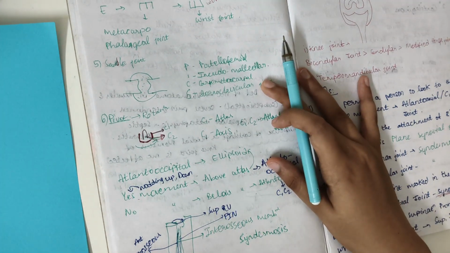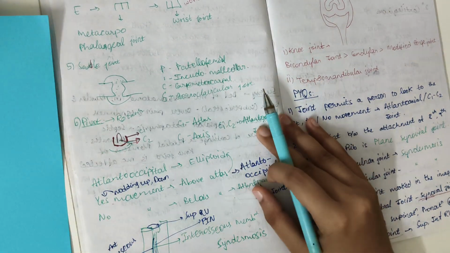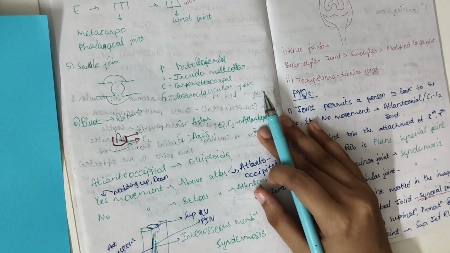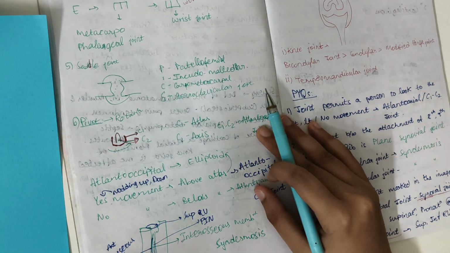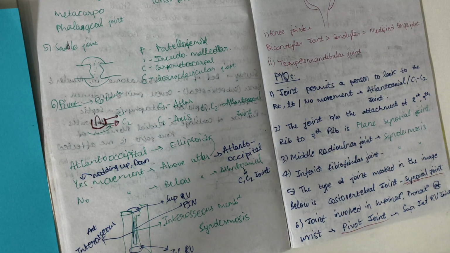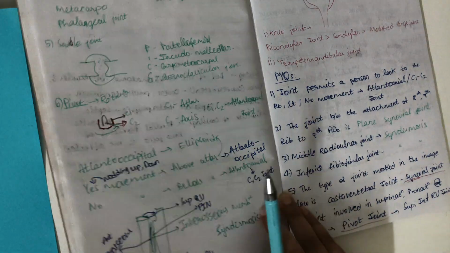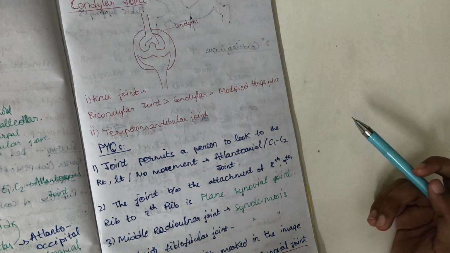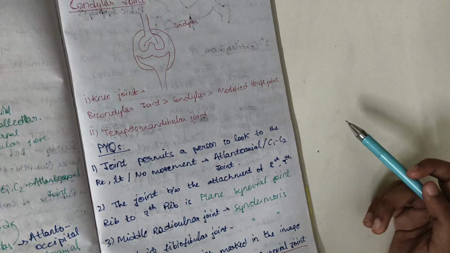The fifth one is saddle joint. The examples are PICS: patellofemoral, incudomalleolar, carpometacarpal, sternoclavicular joint. The sixth one is pivot joint, C1, C2. Atlantoaxial joint is an example of pivot joint. The seventh one is condylar joint.